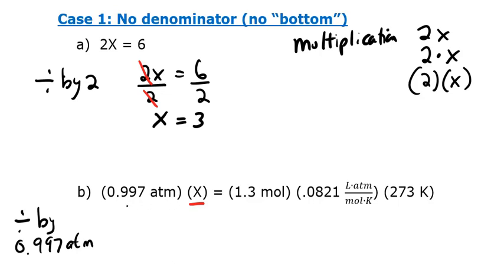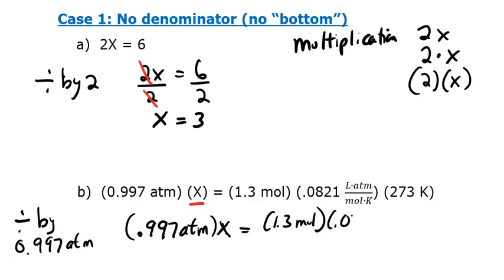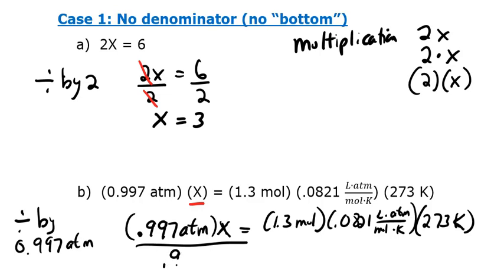All right, so we're going to take that equation, we're going to actually rewrite it. All right, 0.997 ATM times x equals, and then all this other stuff, 1.3 moles, 0.0821 liter atmospheres per mole Kelvin, and 273 Kelvin. Okay, now we're going to divide both sides by the thing that x is multiplied by. 0.997 ATM on the bottom of both sides.